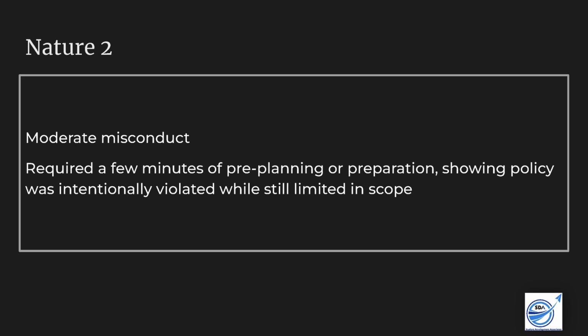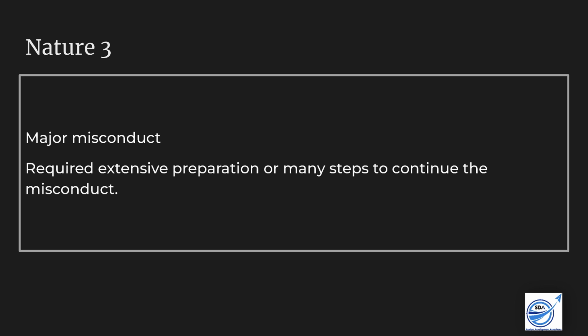This would be something where perhaps someone gets angry at someone in a dining hall and chooses to follow this person across campus to their residence hall or to a classroom to address them and to engage in a verbal altercation. And with nature 3, we have major misconduct, where extensive preparation or many steps were required to continue or engage in the misconduct. This is where we have themes such as engaging in scamming activities, taking money from other students, setting up and preparing for a fight, or something of that nature.